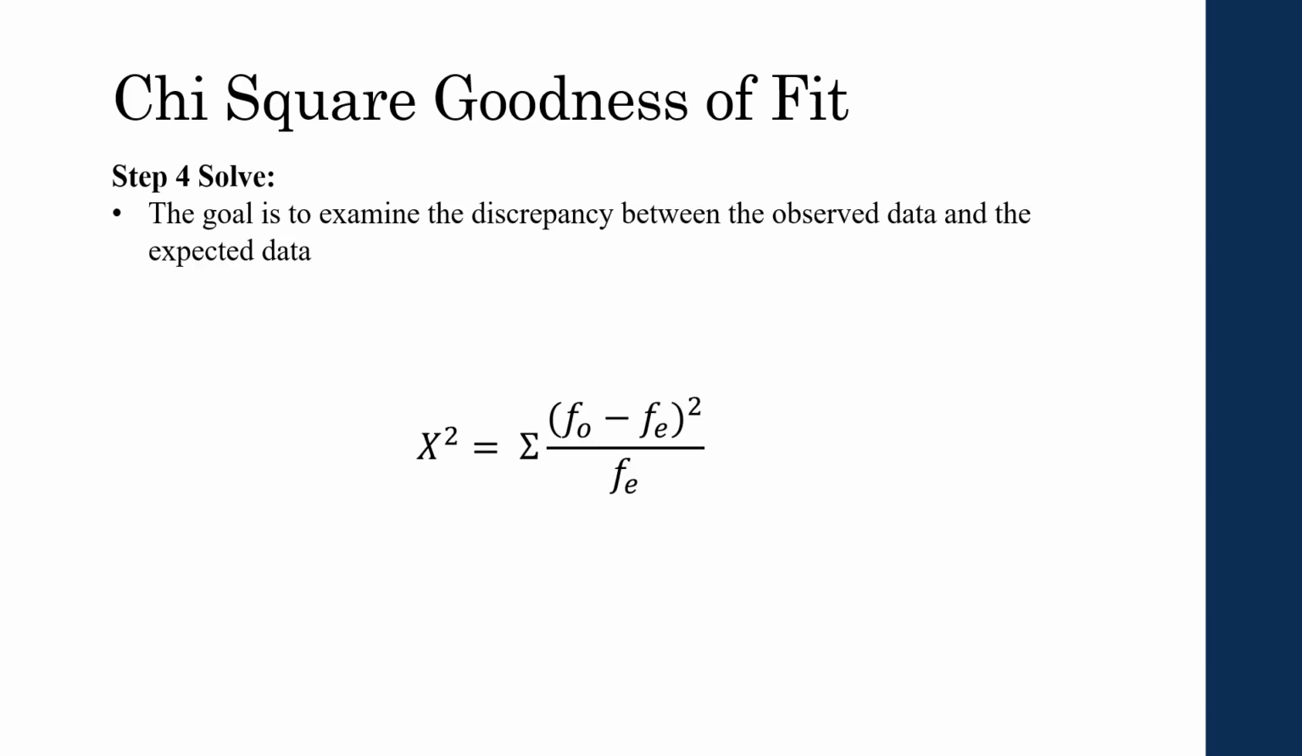And now we can solve. The goal of the chi-square goodness of fit test is to examine the discrepancy between the observed and expected data. And we do this using the equation, the sum of the observed data minus the expected data squared divided by the expected data. So because we are adding the values in the chi-square formula, we can never get a negative value. We always have a one-tailed test.